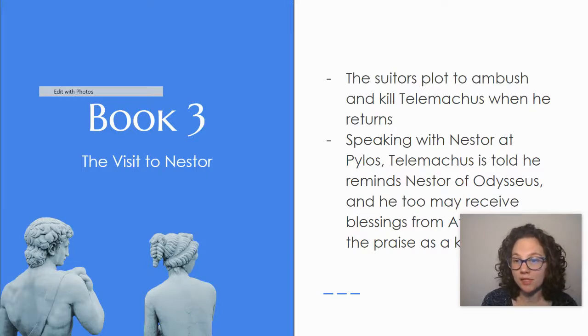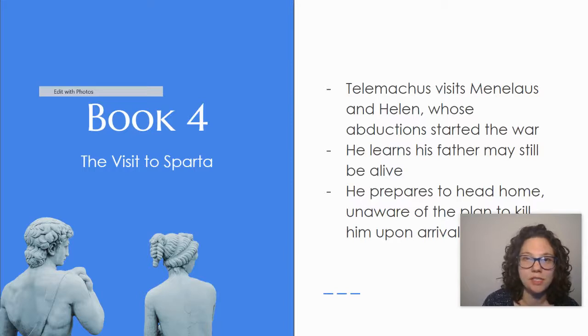He goes to this place called Pylos and talks to Nestor, who's the king there. Nestor doesn't have much information for him, but he does tell Telemachus that he reminds him a lot of his father Odysseus, and that he also has the potential to gain the favor of the goddess Athena and become a great king. So, without many answers, he moves to a place called Sparta, looking for different information about his father.